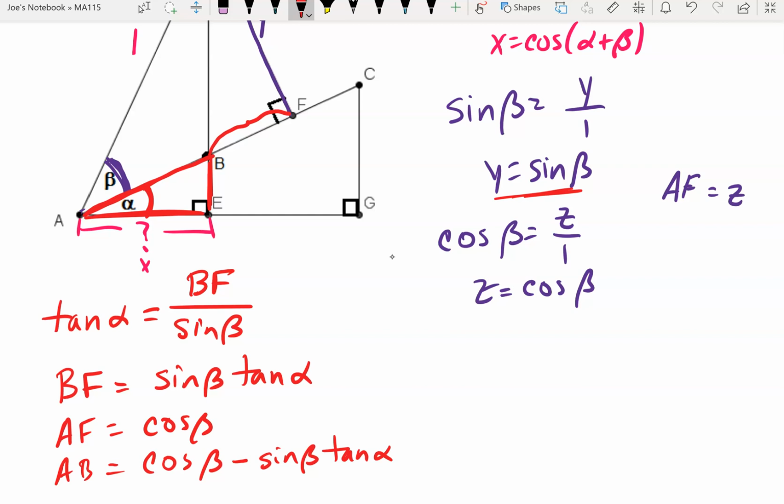We could use cosine, couldn't we? Because what do we know? What do we know about this x? What was it? It's cosine of alpha plus beta, right?